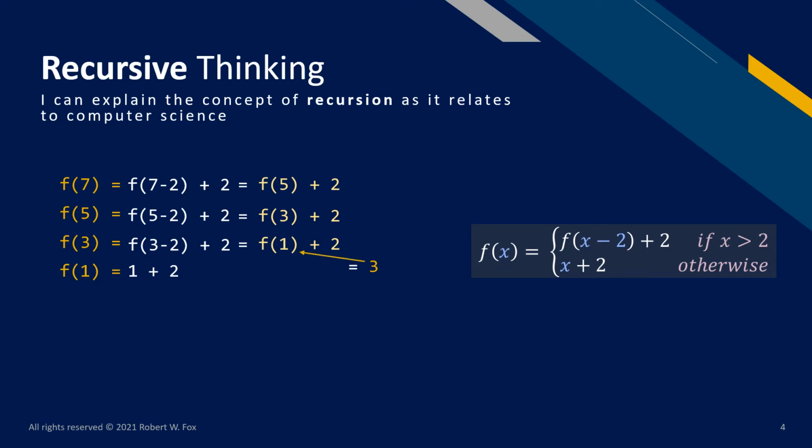So we can substitute our 3 in, and 3 plus 2 is 5. So f of 3 is 5. And I can use that then to get f of 5, because f of 5 wanted to know what f of 3 is. 5 plus 2 is 7. And finally, in my last step, I can substitute. I now know that f of 5 is 7, and 7 plus 2 is 9, making my final result, f of 7, what I wanted to know in the first place, equals 9.